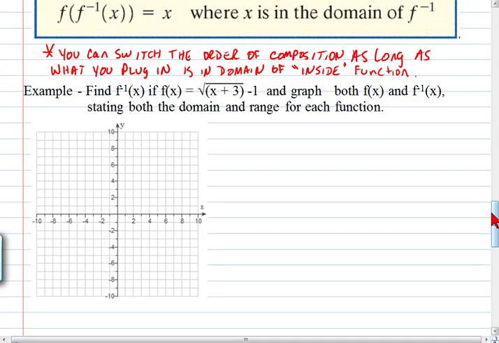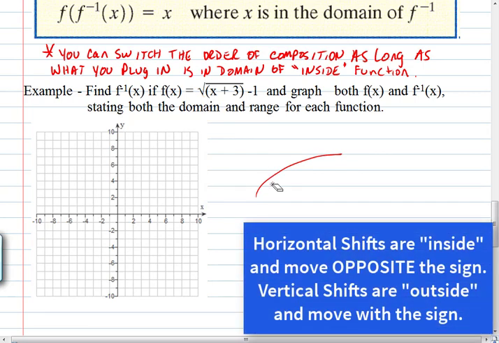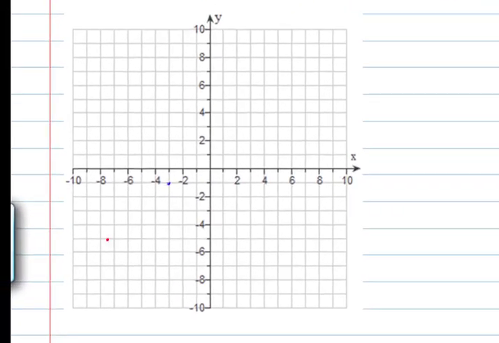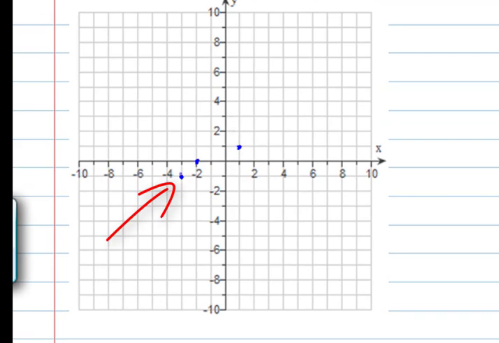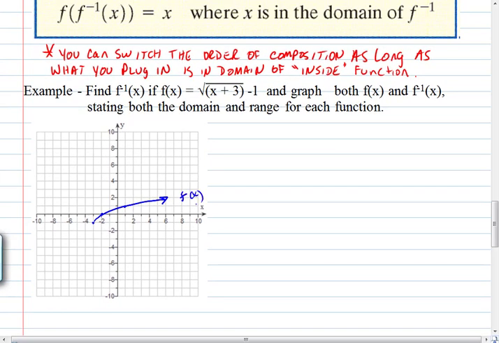Here's an example problem. Let's find the inverse function if f is equal to the square root of x plus 3 minus 1. You remember what the square root function looks like, the graph of a square root function? Has that shape. That's the parent function here. It's been shifted, though, how? Down 1, left 3. So we're going to go down 1, and left 3, down 1, left 3 puts us right here. And so here's a few reference points. And we sketch the graph, and this is the graph of f of x.